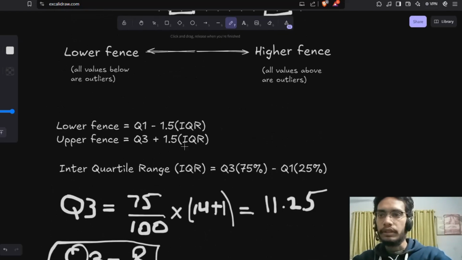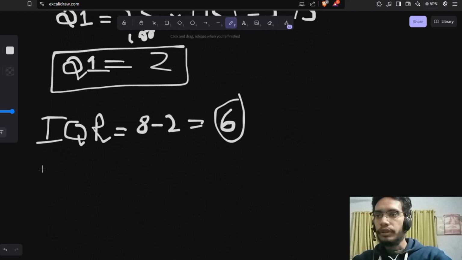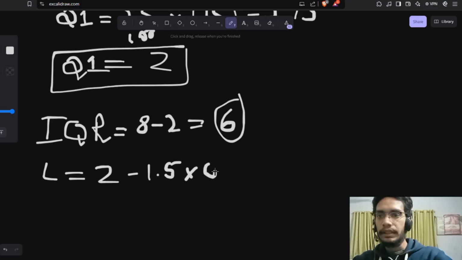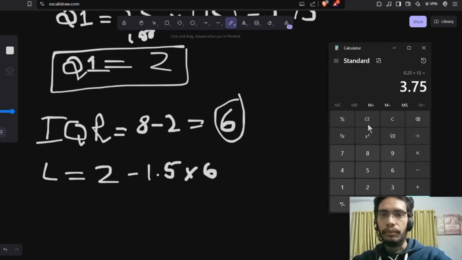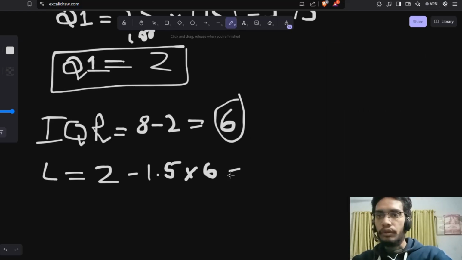So what do we have to calculate now? Lower fence and the upper fence. How are we going to calculate this? First, we have to calculate this lower fence, which is about Q1. This is Q1. So 2 minus 1.5 multiplied by 6. What is 6? 6 is the IQR. So according to the BODMAS rule, first we calculate 1.5 multiplied by 6. That is 9. And we have to subtract it from 2. So it is going to be minus 7, right? So our lower fence is minus 7. So this is our lower limit.